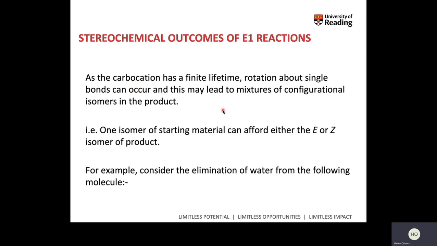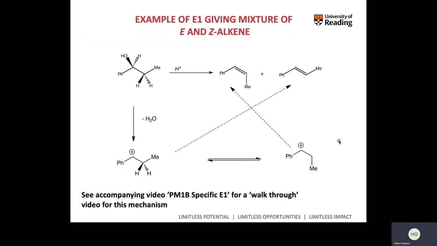So what we're going to see is that when we look at the E1 reaction, the carbocation has a finite lifetime. So that means that we can get rotation around the single bonds to give mixtures of different isomers of that carbocation. And because that can occur, we can get mixtures of different isomers of the product. So even if we had one isomer of starting material, in the E1 reaction, we will get mixtures of the E and the Z isomer. And we're going to see this specifically for an example on the next slide. So I'm going to run through this because this will exemplify why we get a mixture of the E and the Z isomers from E1 reactions.